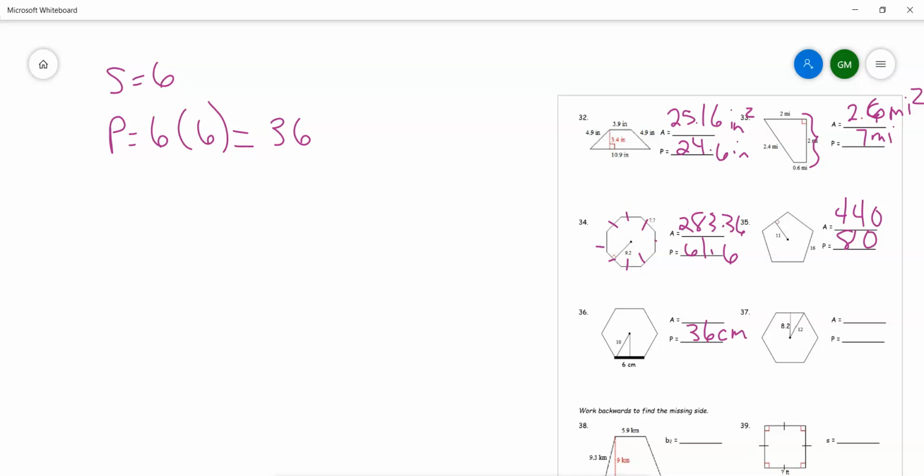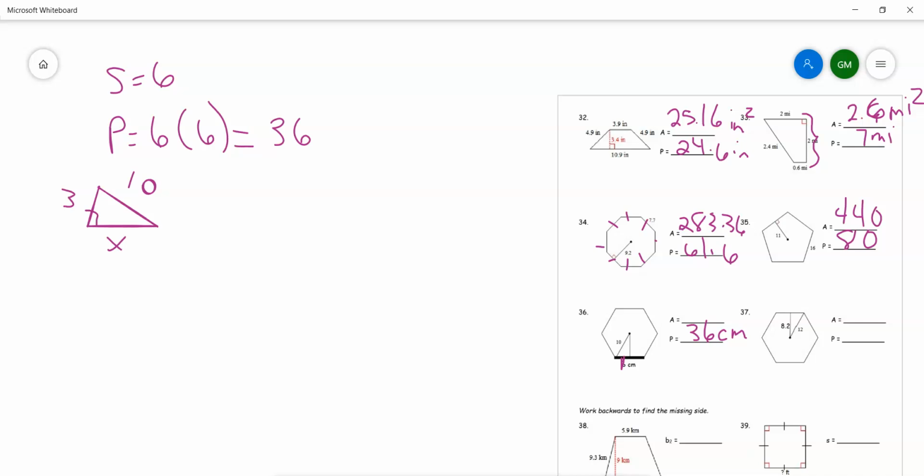Alright, so now we need to find out what the apothem is. We're going to have to use Pythagorean theorem. Remember, the apothem goes down to the midpoint of the side. So that tells me that this portion here is 3 centimeters. So we're going to draw a little right triangle with a hypotenuse of 10 and a short leg of 3 and an unknown leg of x.